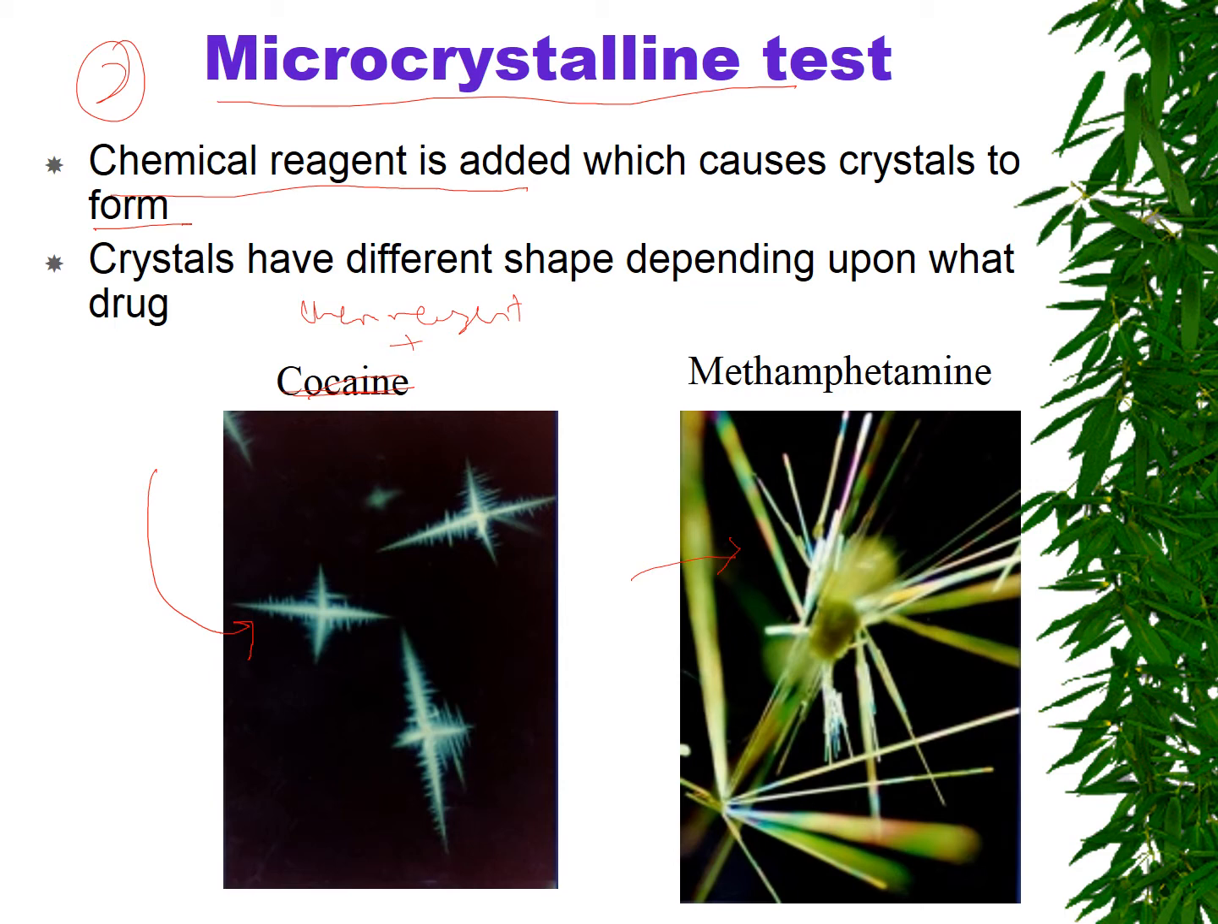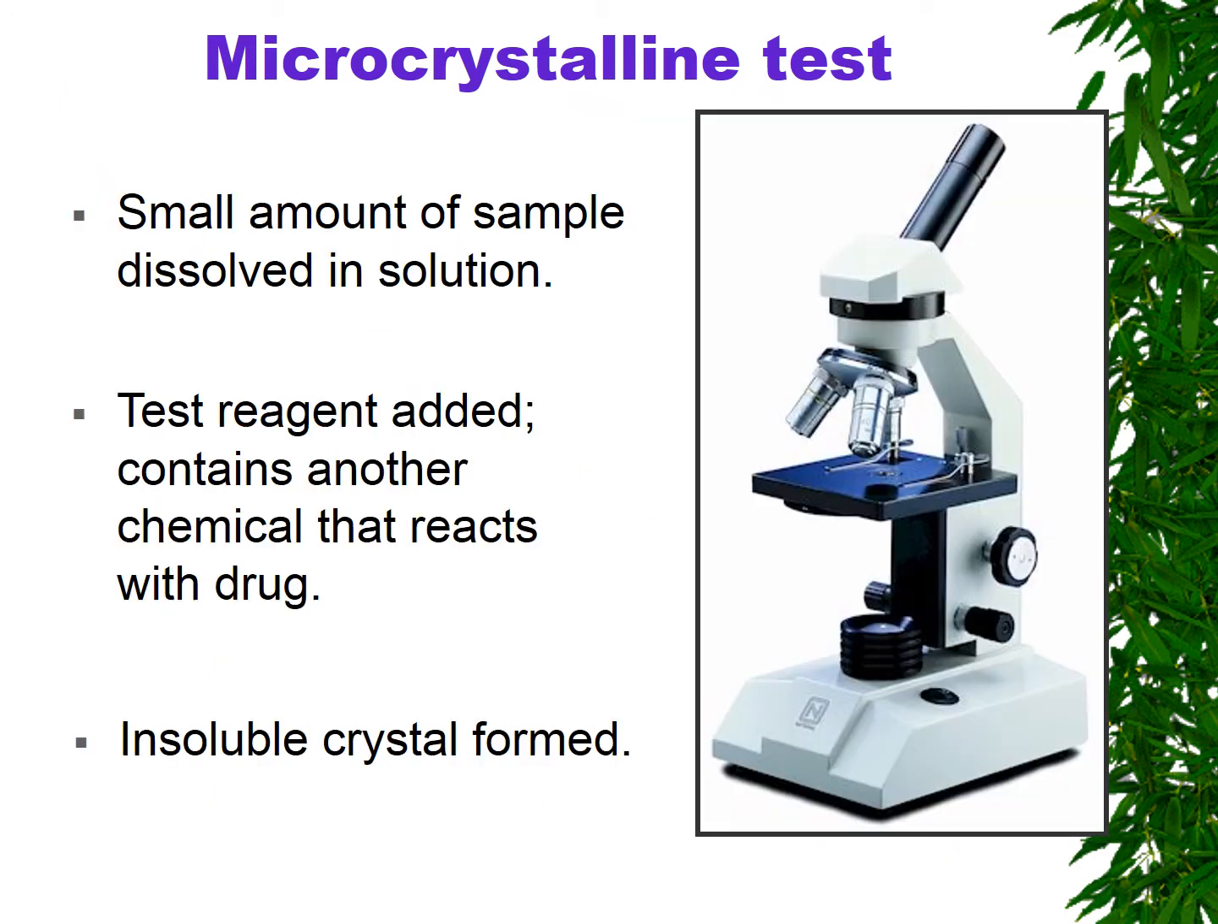So these crystals have different shapes depending on the drug lah. So dia identify the drug through the crystalline punya shape. Okay, the morphology of this crystalline structure will differ between the different types of drug. Okay, a small amount of sample will be dissolved in solution. So this is the method, right?